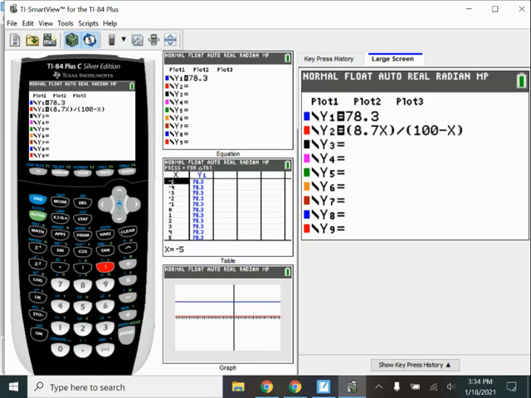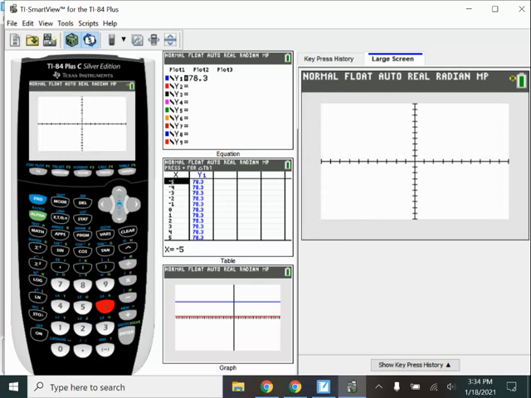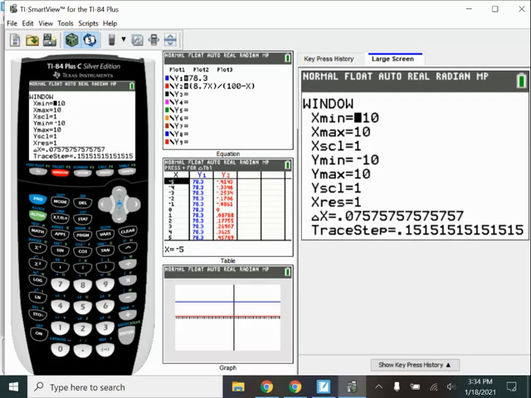I am going to reset my window. Zoom 6 will always reset your graphing calculator. But we probably won't be able to see what's going on here because, again, I got 90 as a solution. So I'm going to have to go back to my window and adjust this. My x max, I'm actually going to let equal 100. And I'm going to let my y max equal the same thing.